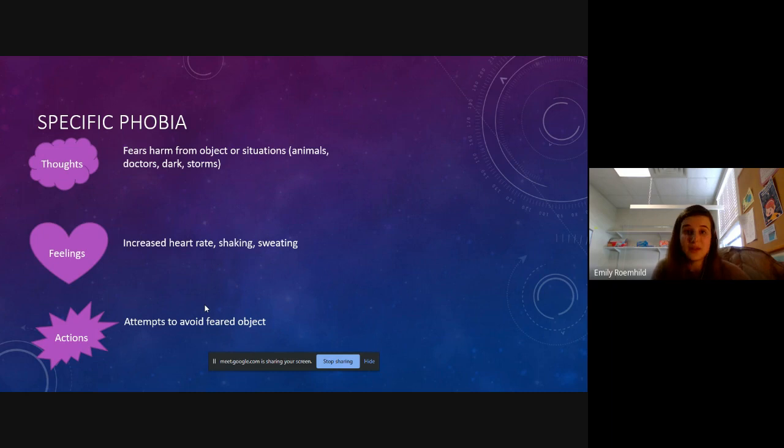So specific phobia is another one. This one is kind of related to the spider that I had mentioned. So this is a specific fear over harm from a certain object or a situation. So this could be spiders, this could be doctors, needles, blood, the dark, storms, kind of anything. Someone can be afraid of absolutely anything.